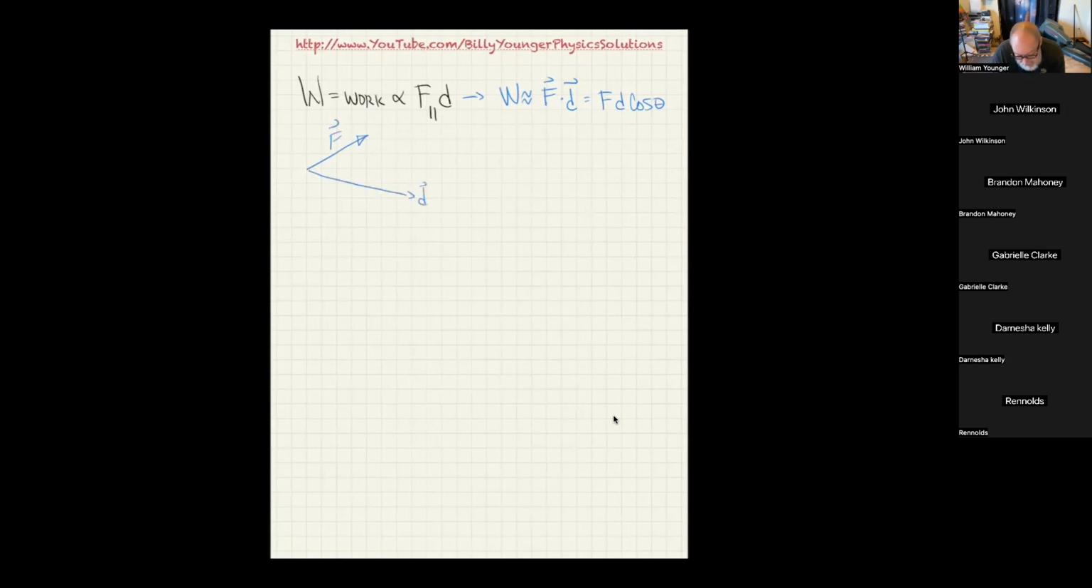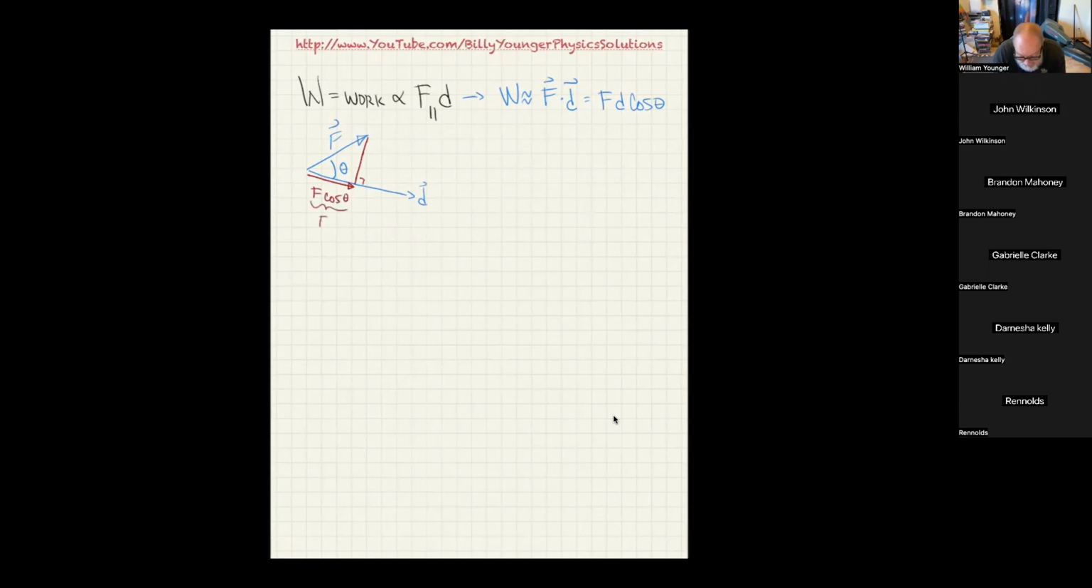In that case, this is the force F, for instance. This is the displacement D. They're tail to tail, so this angle right here is theta. And you'll notice if you draw a perpendicular to D like this, that makes a right triangle. And this component right here is F times cosine theta.